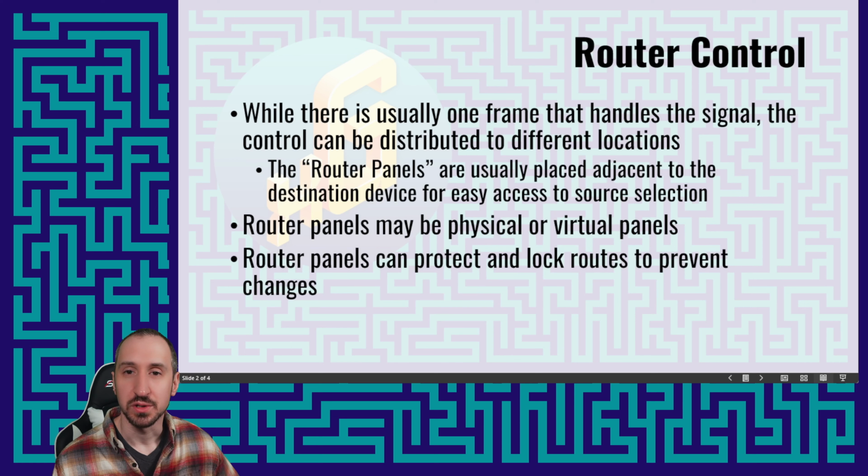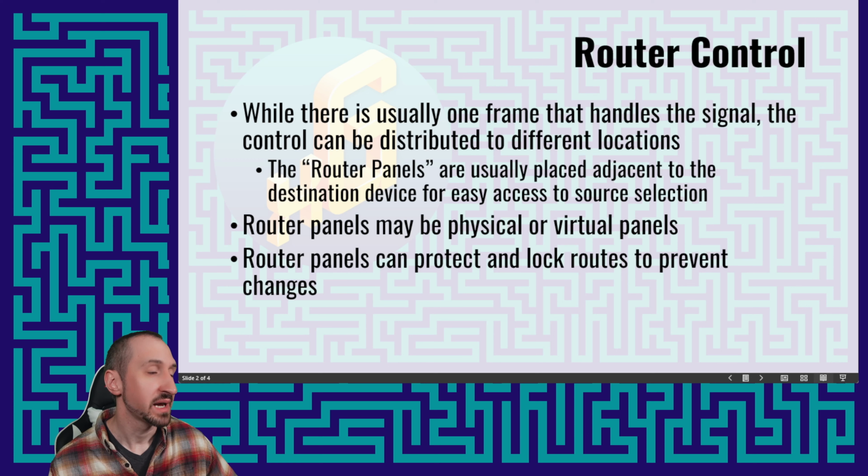So, router control. While there is usually one frame that handles the signals, the control can be distributed to different locations. The router panels, as they're called, are usually placed adjacent to the destination device for easy access to source selection. Router panels may be physical panels, but they can also be virtual panels. So you could have a piece of software on your computer that you would log into and make those source selections pretty much from anywhere, using a web page generally or a specific application.